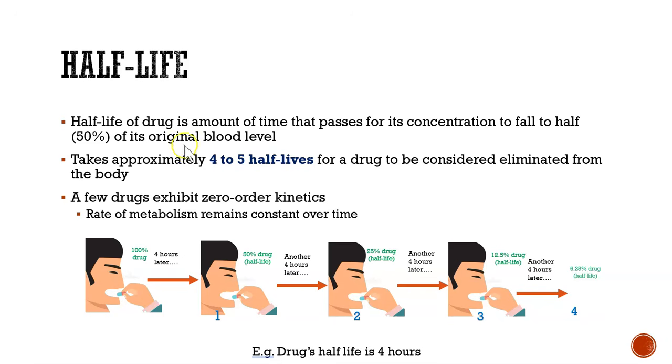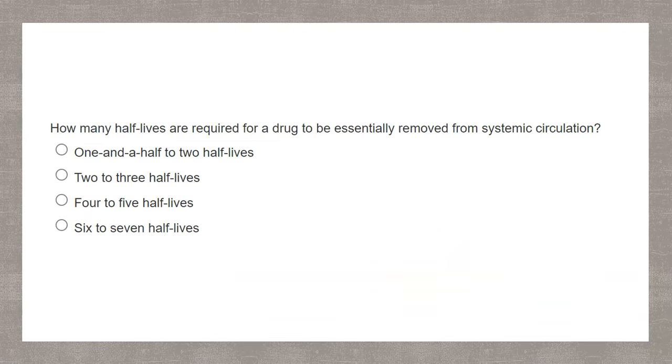So in general, it takes anywhere from 4 to 5 half-lives for the drug to be completely gone from the body. Every drug has a half-life. So 4 to 5 half-lives is what it takes for the drug to be eliminated from your body. How many half-lives are required for a drug to be essentially removed from systemic circulation? Well, we just went over this, right? The answer is 4 to 5. So anywhere from 4 to 5 half-lives is needed for the drug to be removed from our body.